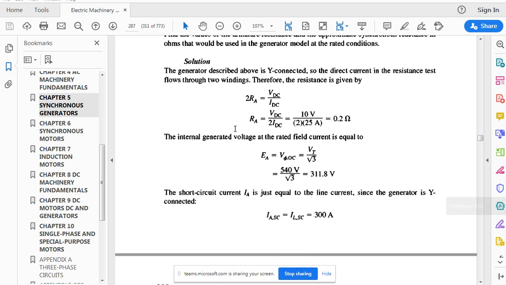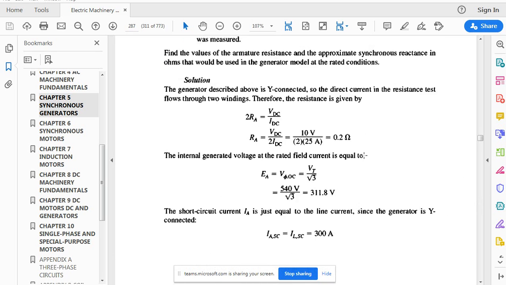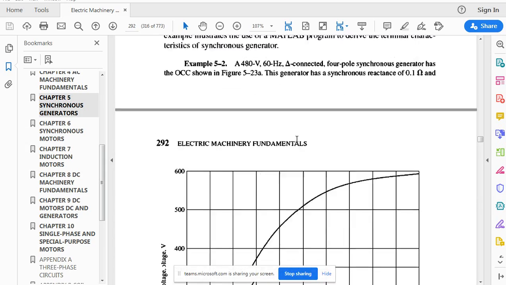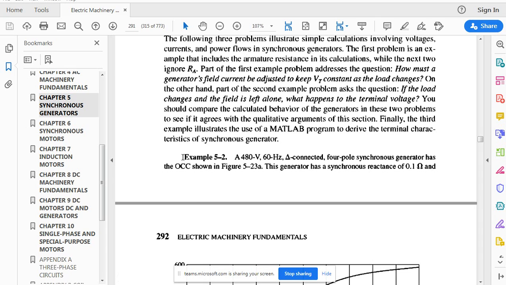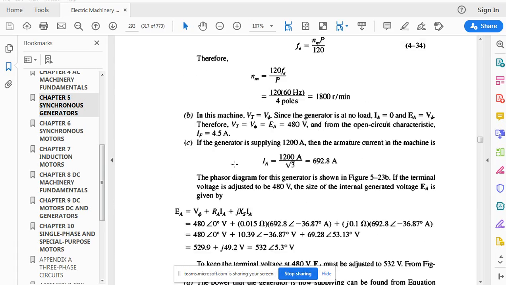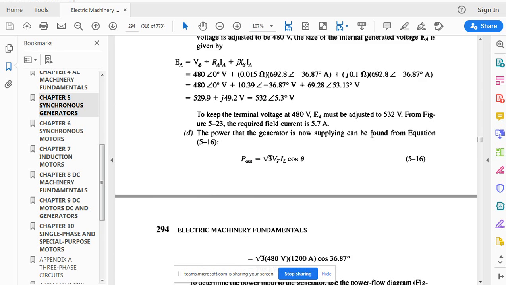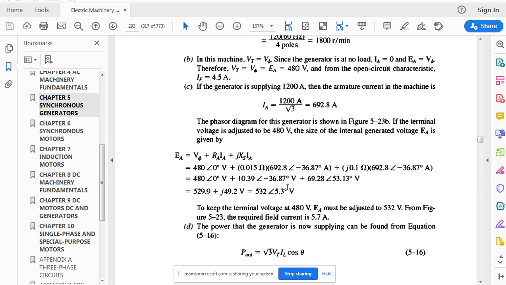One thing very important, for those who have started synchronous generator: these numericals where I'm scrolling at present, this example, it's actually example number 5.2. This is actually going to be 4.2 in your 5th edition. This example is very, very important because here you are calculating the efficiency, you are also calculating the input power, and you are also calculating EA.